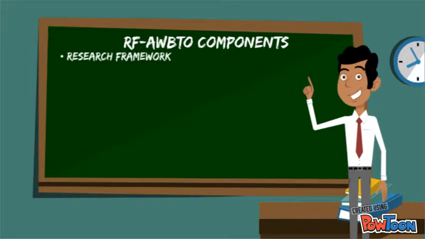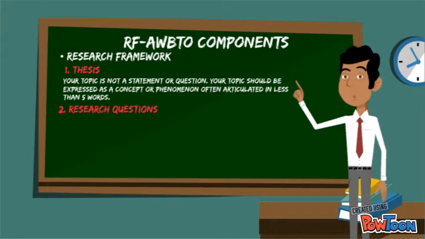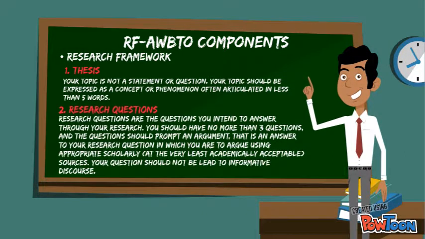RF-AWBTO components. Number 1, topic. Your topic is not a statement or question. Your topic should be expressed as a concept or phenomenon as articulated in less than 5 words. Number 2, research questions. Research questions are the questions you intend to answer through the research. You should have no more than 3 questions.